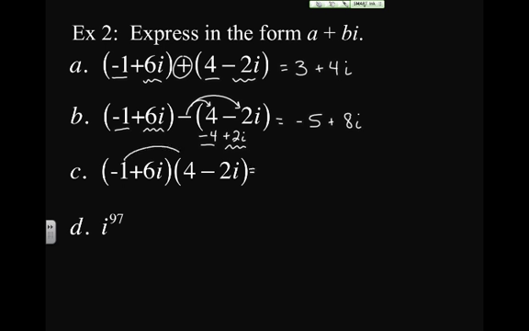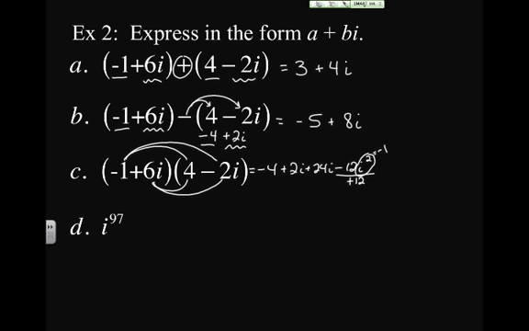So we've got -1 times 4 is -4. -1 times -2i is going to be positive 2i. 6i times 4 is going to be plus 24i. And then 6i times -2i is -12i squared. Now remember what I said about i squared? i squared equals -1. So we want to think about this whole thing. -12 times -1 makes this plus 12.